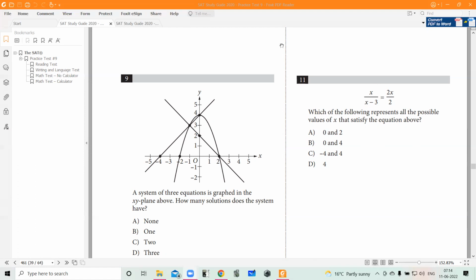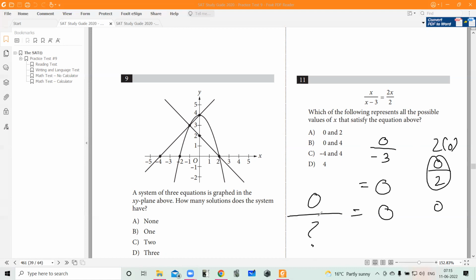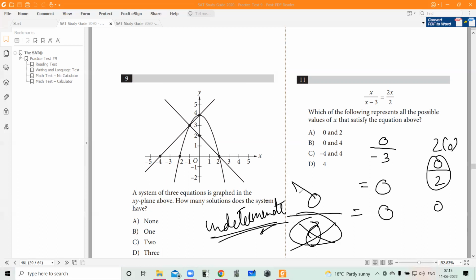No, I plugged it in, but when it was 0 over negative 3 and 0 over 2, I thought that wasn't the same. Okay, 0 divided by anything is 0. 2 times 0 is 0. So 0 divided by 2 is again 0. 0 divided by anything is always 0. But 0 divided by 0 is indeterminate, or undefined, right? So you should not be having 0 in the denominator. But 0 divided by any number is always 0.